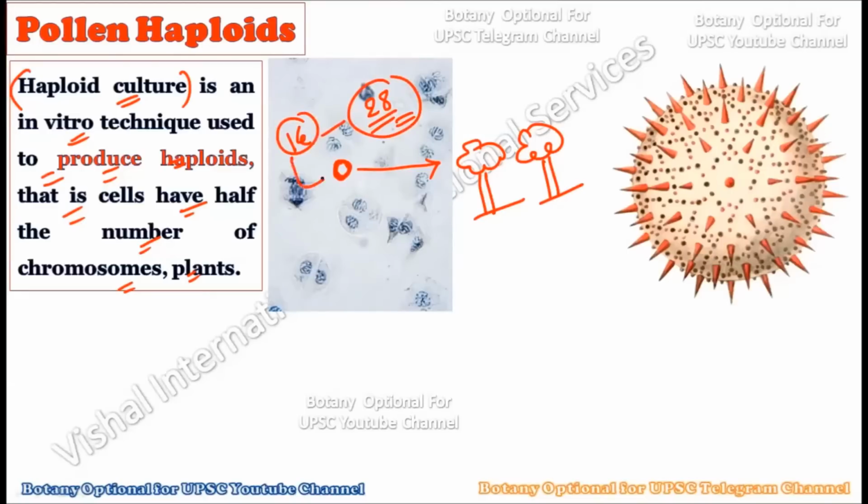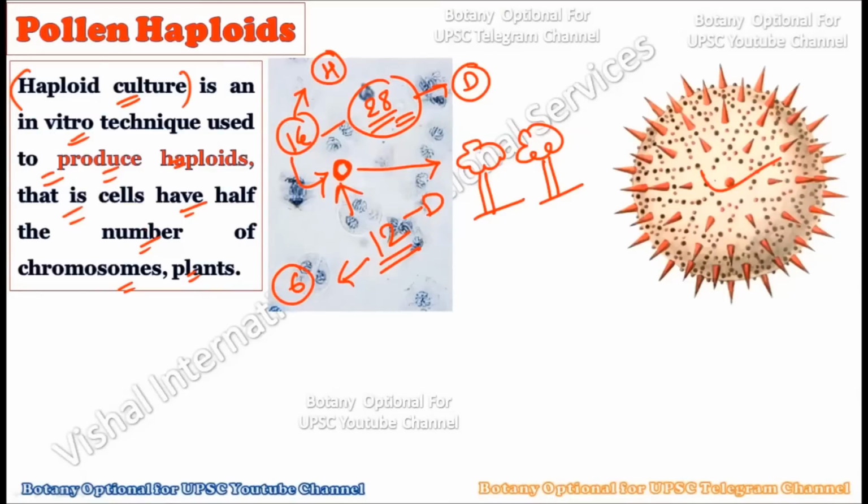So the number 14 will be present within this particular pollen grain, and in haploid culture we are using that part of the plant which has the haploid number of chromosomes, that is, half the number of chromosomes. So 28 is considered the diploid number, while 14 is considered the haploid number. And if any plant contains a total of 12 chromosomes, that is, the diploid number is 12, then the haploid number will be 6. Generally pollen grains are very ideal material to produce these kinds of haploids, because they contain half the number of chromosomes, and they are able to create a whole new plant out of a single pollen grain.